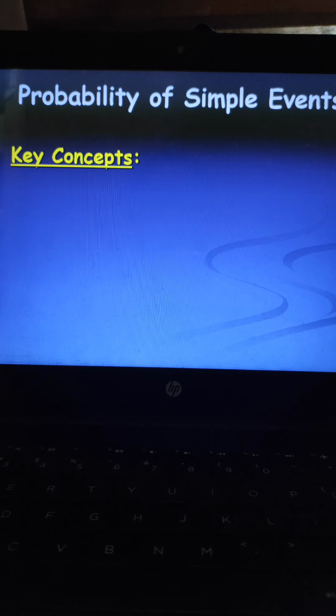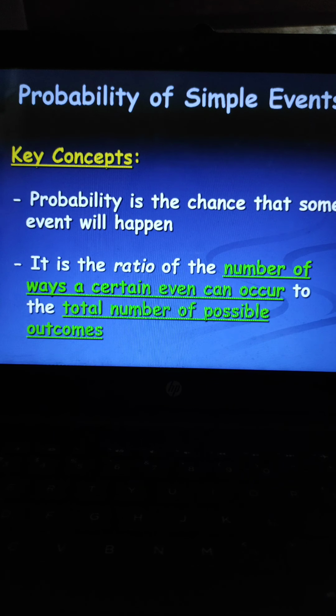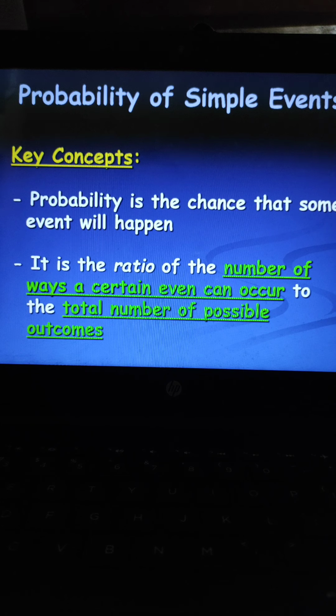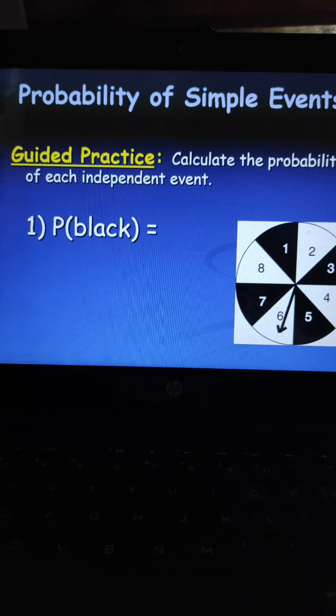Okay, so we have the key concepts. Always remember that probability is the chance that some event will happen, and it is the probability of simple events. It is the ratio of the number of ways a certain event can occur to the total number of possible outcomes. Now here comes the guided practice. Calculate the probability of each independent event. Number 1, we have the probability of a black.